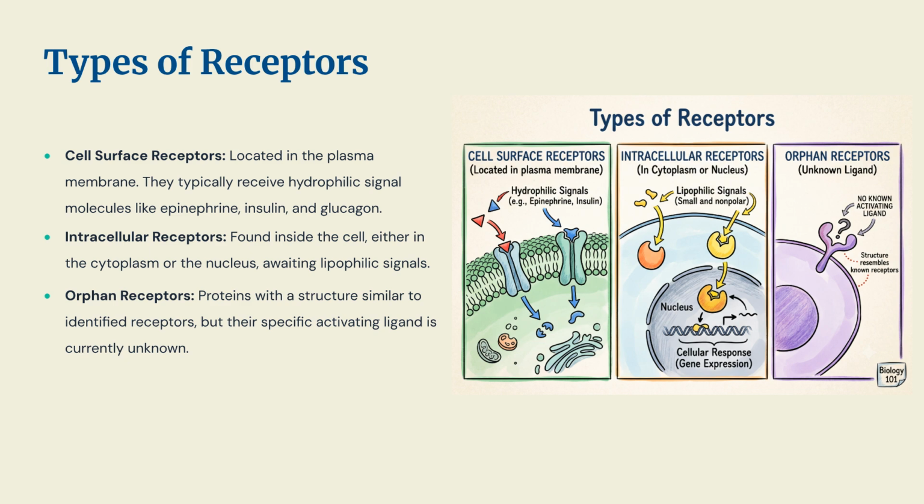Receptors are divided into three main types. Cell surface receptors receive hydrophilic signals. Intracellular receptors wait for lipophilic signals inside the cell. Orphan receptors are similar in structure but have unknown activating ligands.